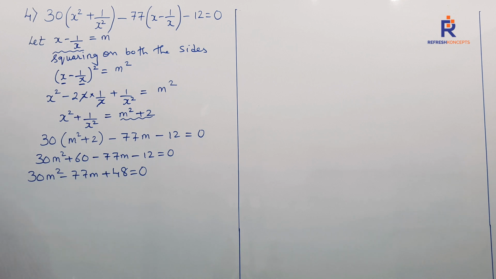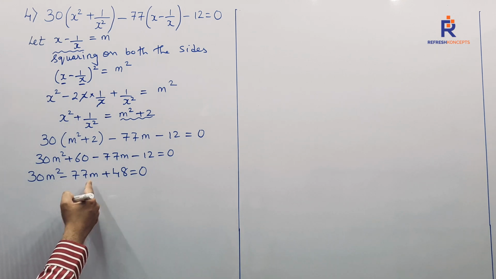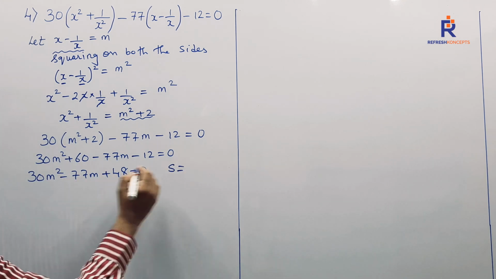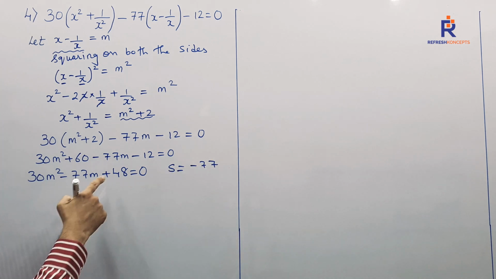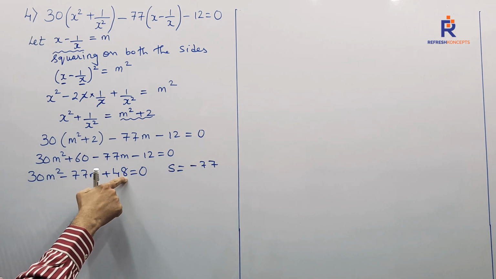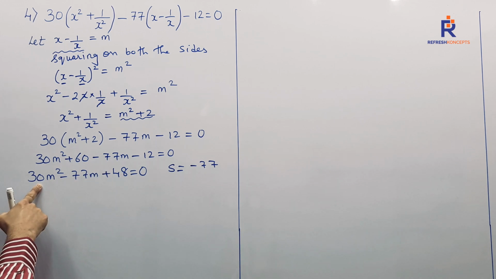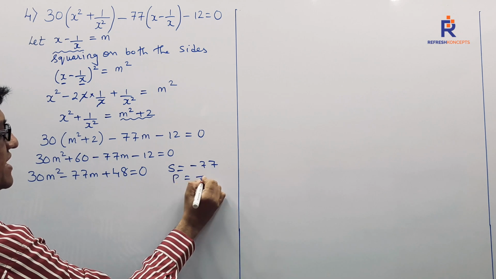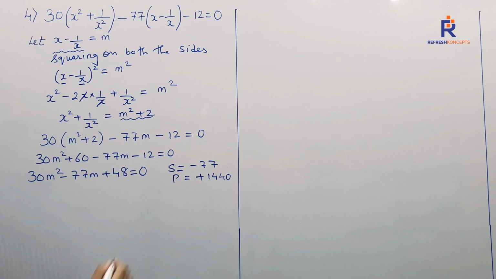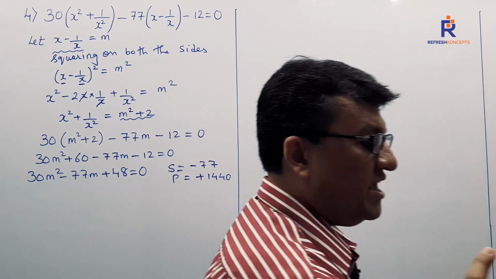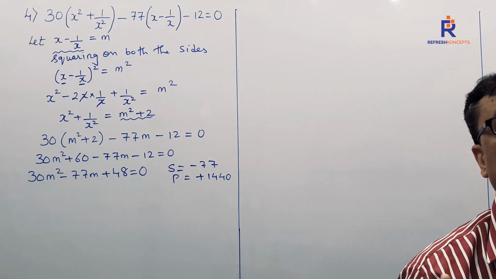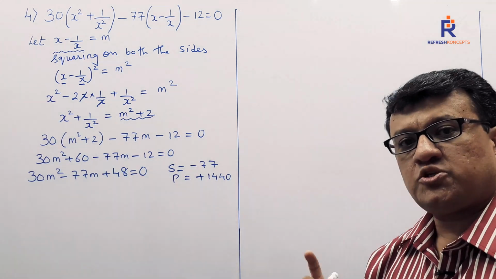Now you must be thinking that, sir, the factors are going to be a bit difficult for you. I'll give you an easy way also, and a technique also. So what is our sum? Our sum is minus 77. Our product is 48 into 30. 48 threes are 144, into 30 is 1440. So my product is plus 1440.